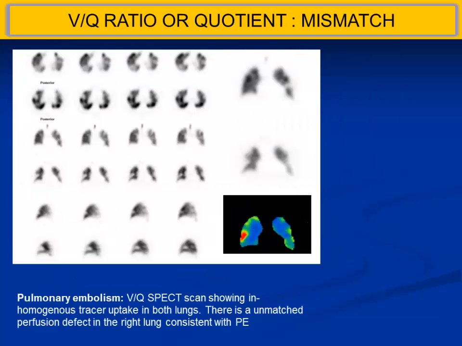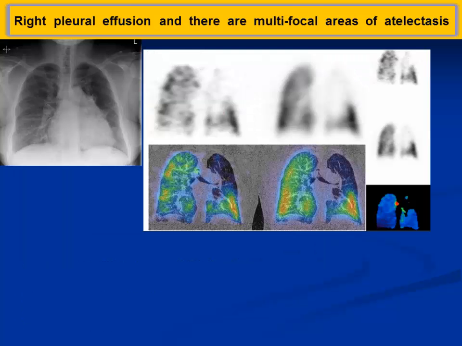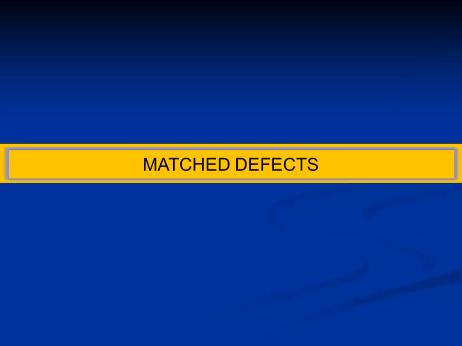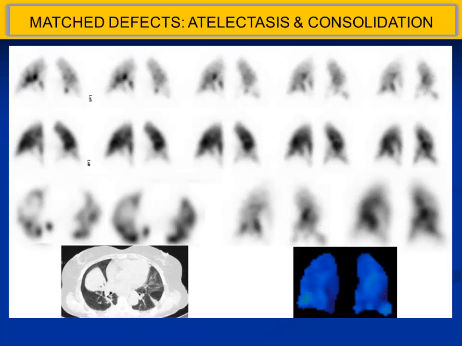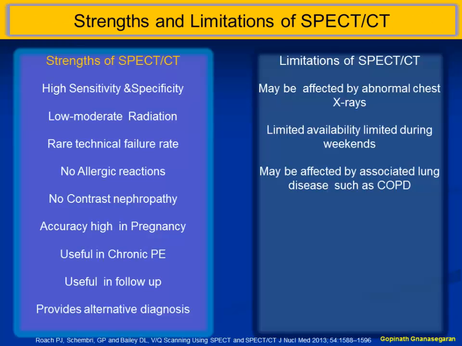Mismatch, that is again a VQ quotient showing a defect. There is a mismatch, but I will tell you the problems related to the mismatch. Match defects, if you have a defect like that, again the perfusion looks relatively better than ventilation, and on the CT scan you can see there are atelectatic changes with consolidation, so therefore you are quite confident, you know that there is something happening there, you can give a definitive diagnosis.